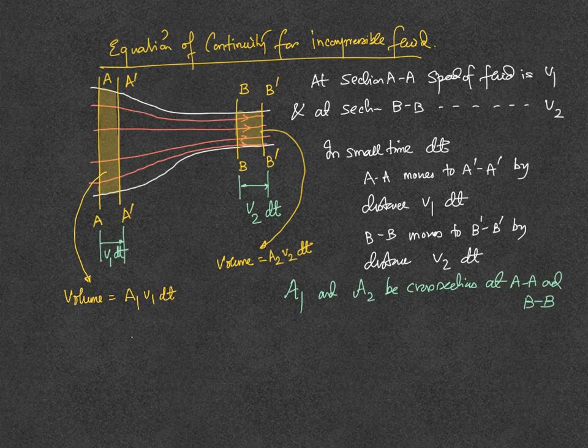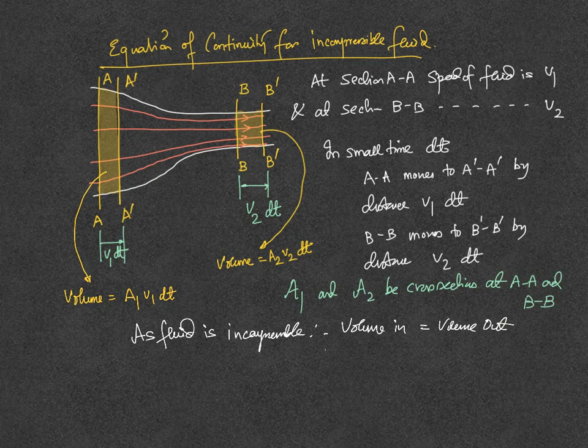So as the fluid is incompressible, we can write volume in is equal to volume out. Volume in means A1 V1 dt is equal to volume out A2 V2 dt. That is A1 V1 is equal to A2 V2.